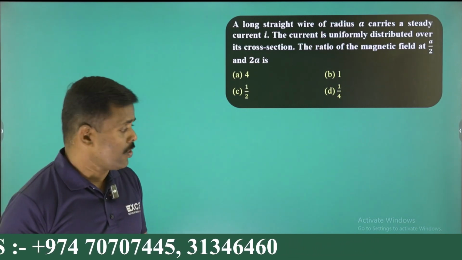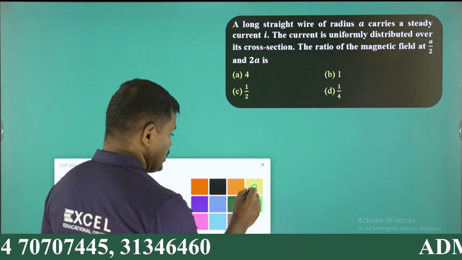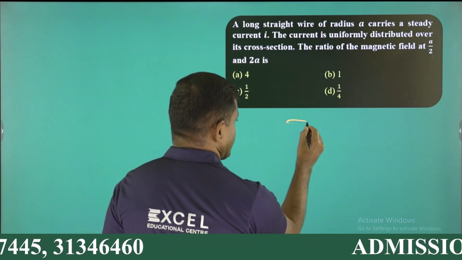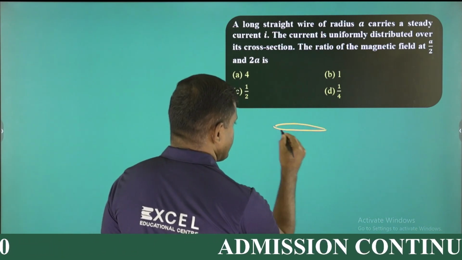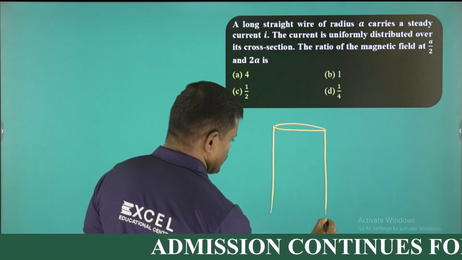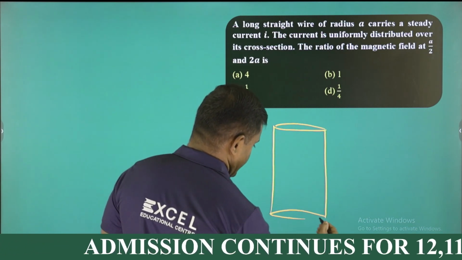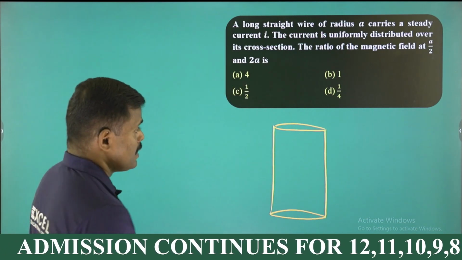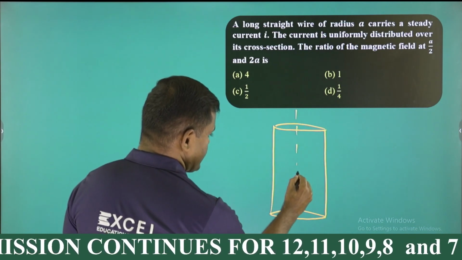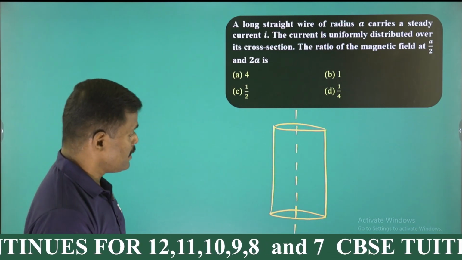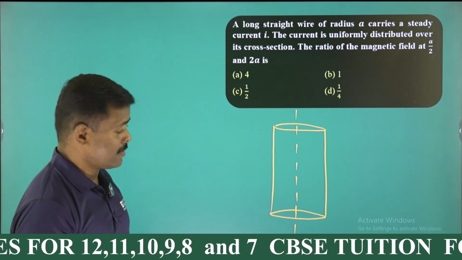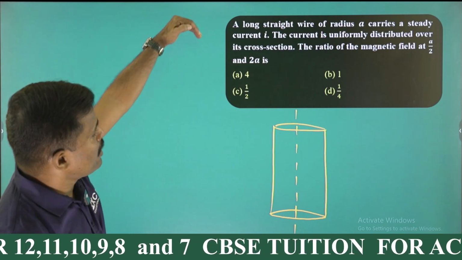Okay, so I'll draw the figure here. This is the conductor you are talking about. I have a conductor here, like this. This is a long conductor, an infinitely long conductor. And this is the axis of the conductor, right in the middle. Anyway, so it is a long straight wire.